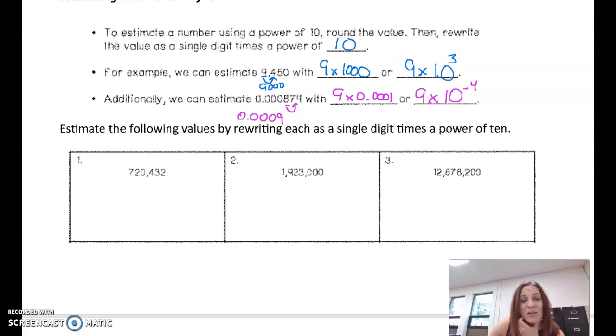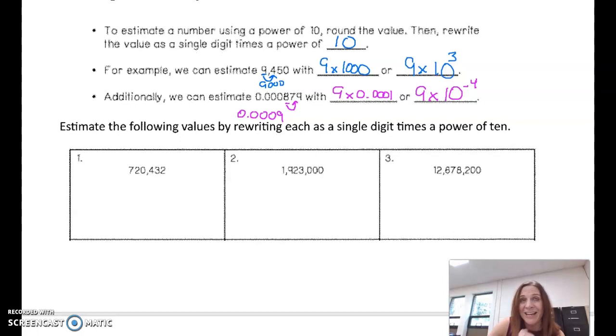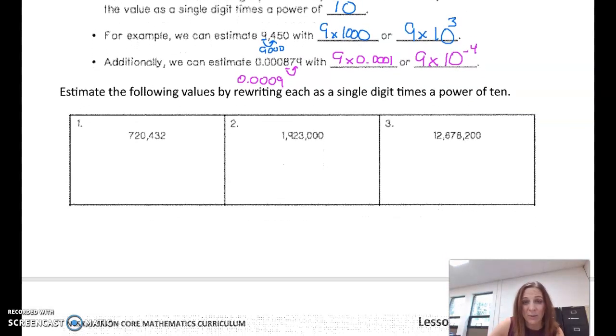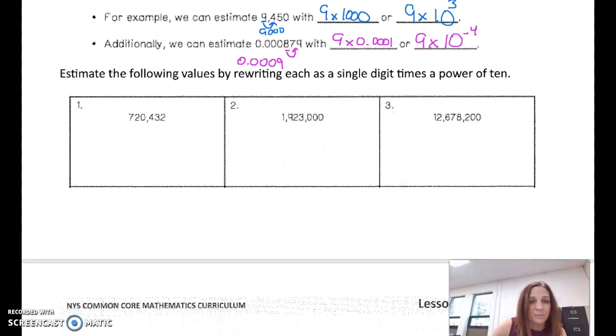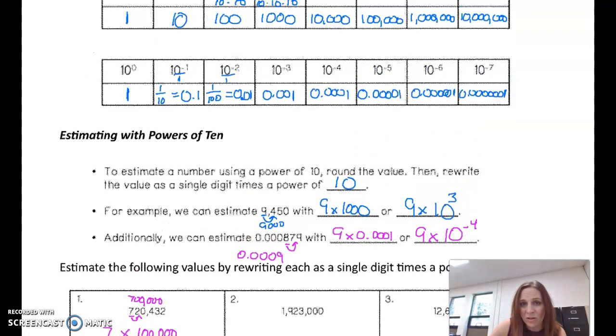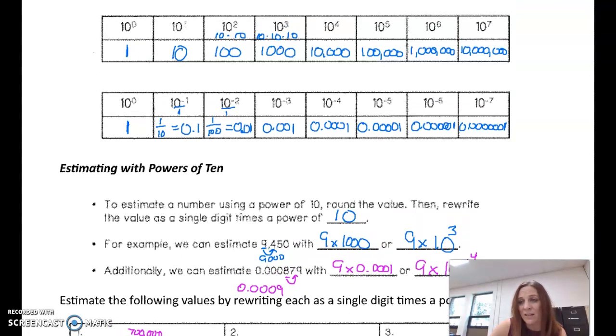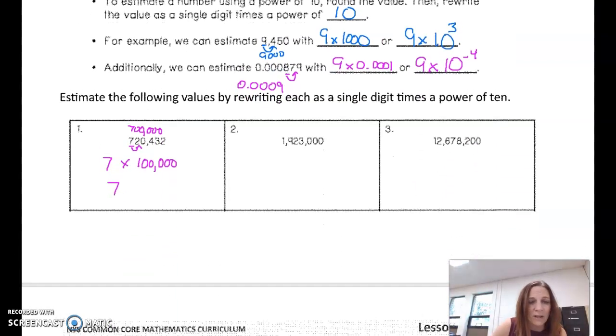So it says estimate the following values by rewriting each as a single digit times a power of 10. So let's do the same thing with these. We look at the leading digit, the 7 here. The 2 behind it tells me it's going to stay 7. So I'm just going to think of this as 700,000, or 7 times 100,000. Now 100,000, you can either look up here at the chart or count the number of zeros. 100,000 is 10 to the fifth. So I'm going to rewrite this as 7 times 10 to the fifth. Again, we're just estimating and rewriting with powers of 10. It's going to lead us to scientific notation.